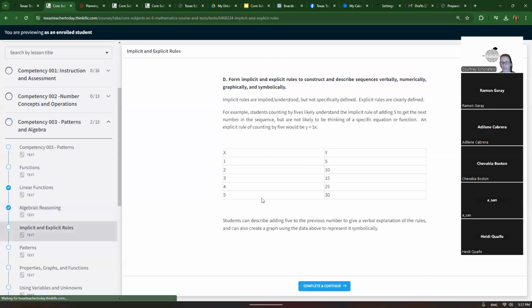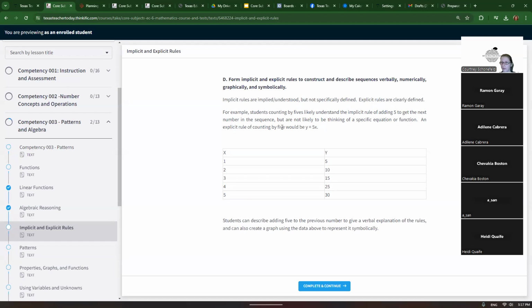Next, we have implicit and explicit rules. Implicit rules are implied or understood but not specifically defined. Explicit rules are clearly defined. For example, students counting by 5s likely understand the implicit rule of adding 5 to get to the next number in the sequence, but are not likely to be thinking of a specific equation or function.